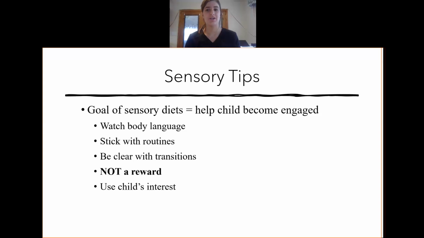Make sure you stick with routines. Children do best with routines. So if the child is used to getting on the swing right away when they arrive to a session, stick with that routine. Switching up a routine without warning can lead to anxiousness and uncertainty.